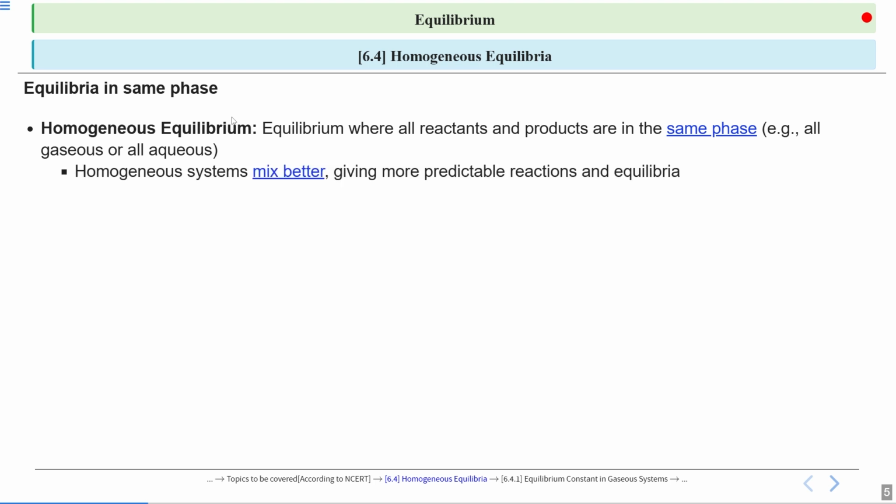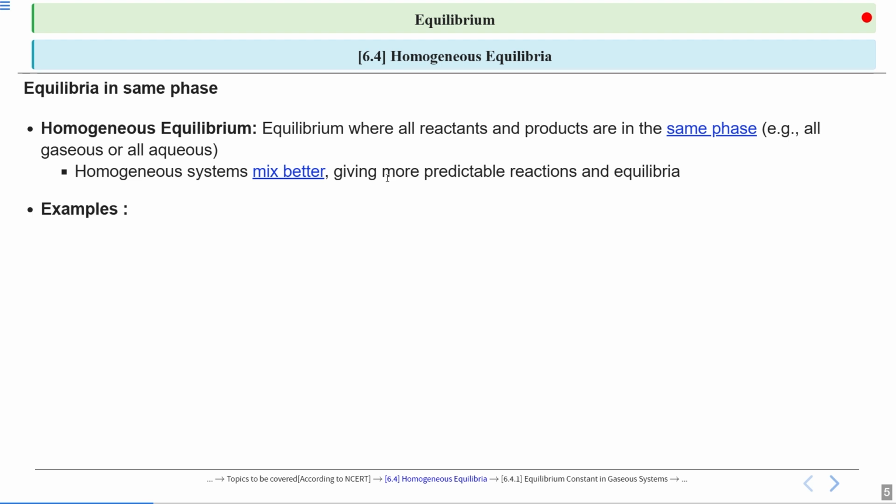Now what is the meaning of homogeneous equilibrium? We know it, but what is the use of it? Why do we study it separately? Is there any reason for it? Yes, the reason is that homogeneous systems are not that complicated. So if you know that the system is homogeneous, then we can easily calculate the equilibrium concentration of all the species, because they mix together very efficiently. As a result, we will be able to calculate the equilibrium constant and predict the reaction and the equilibria.